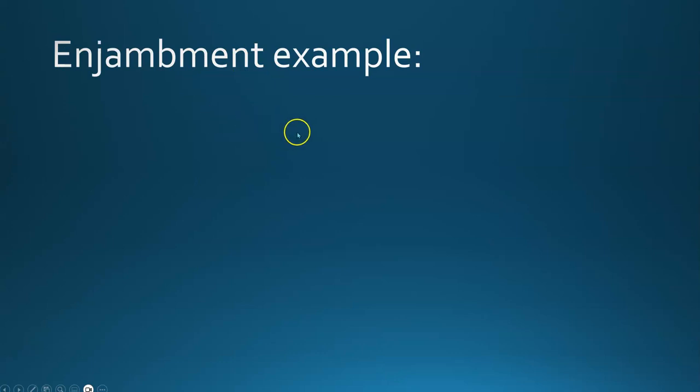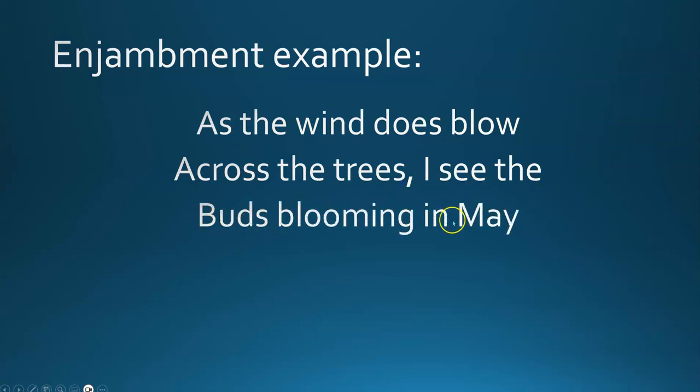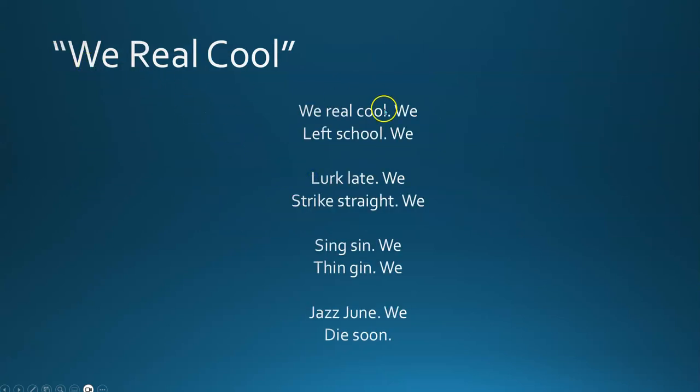And then we have the enjambment, which we go back to this one, like as the wind does blow across the sea, trees I see, the buds blooming in May. So this is that haiku. But you'll notice that the sentence doesn't end at the line. It continues on to the next line. That's enjambment, and it kind of just continues to flow on. Again, if we look at We Real Cool, this uses enjambment because we cool, we left school, we lurk late, we strike straight. Now the only one is we die soon. I mean that one kind of ends on a whatever.